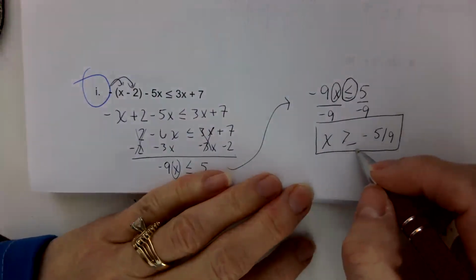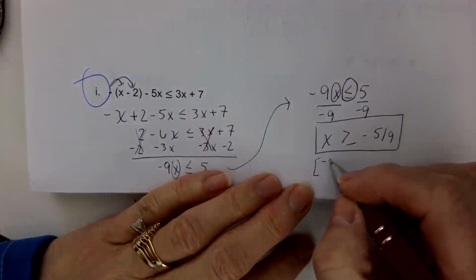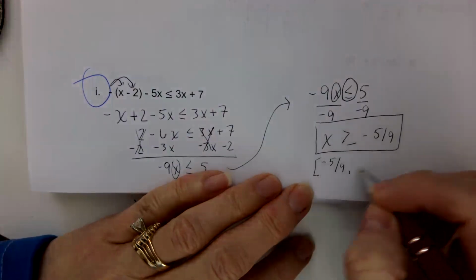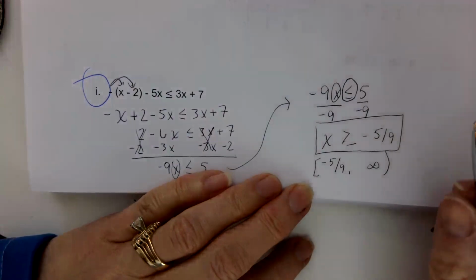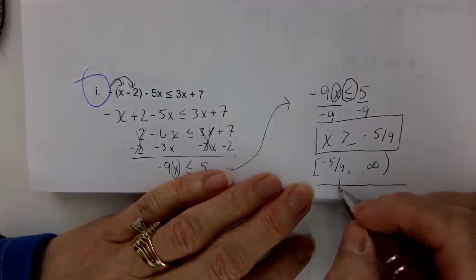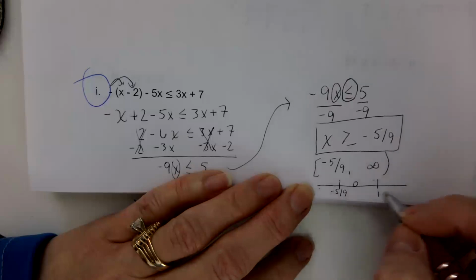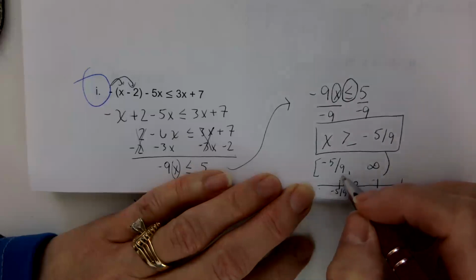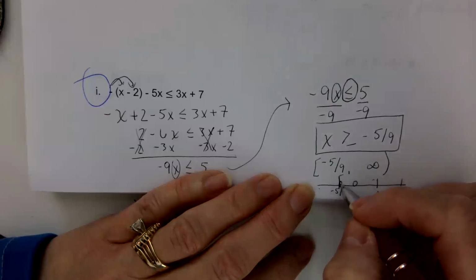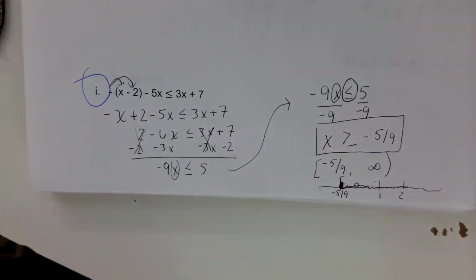So that means I'm going to have a bracket because it's greater than or equal to a negative 5/9, and then it's going to go up to positive infinity. And then on the number line, I have negative 5/9 just below 0, and then we've got 1, 2, and so this is a bracket colored in at negative 5/9, and then everything shaded to the right.